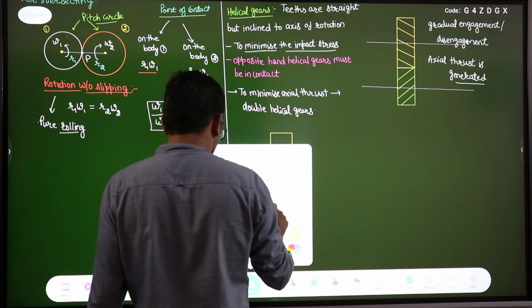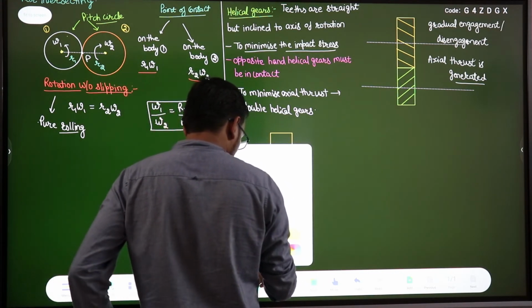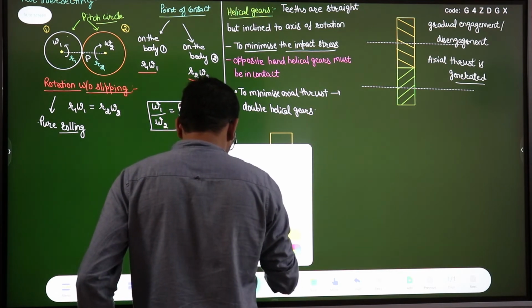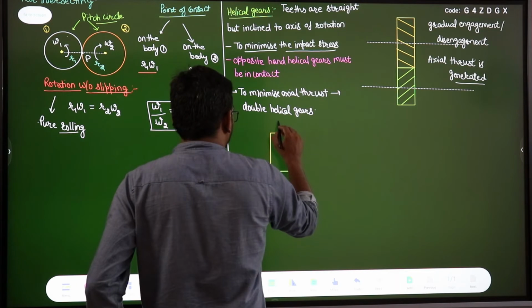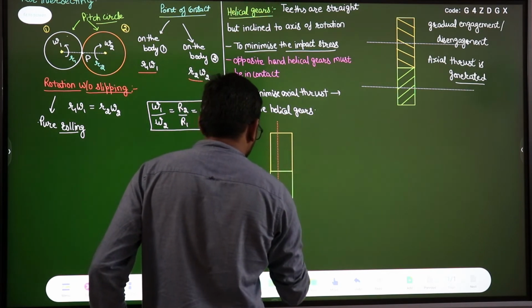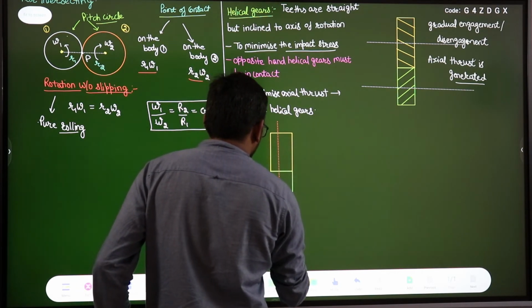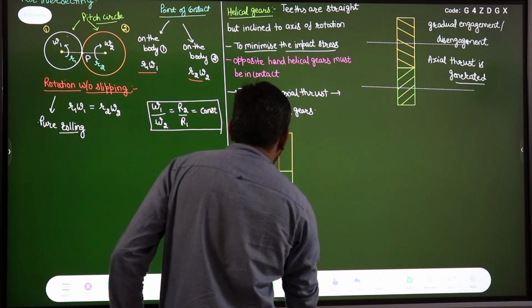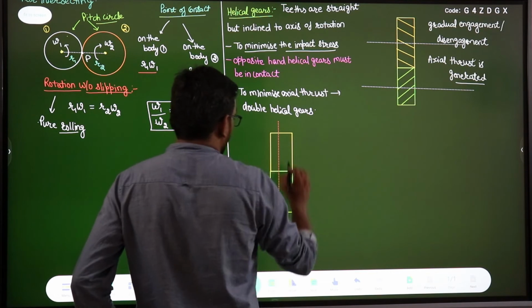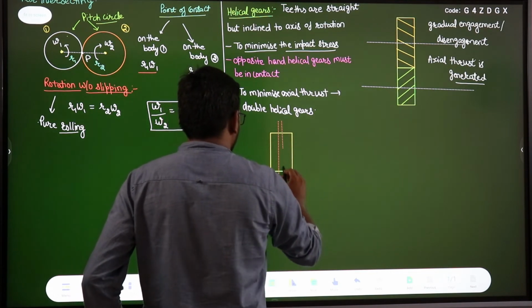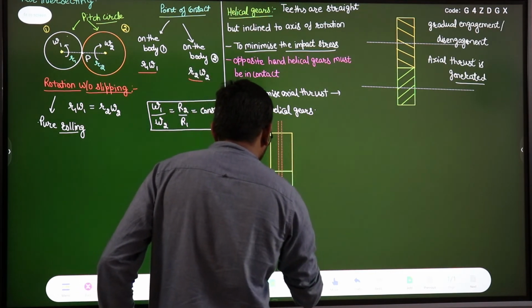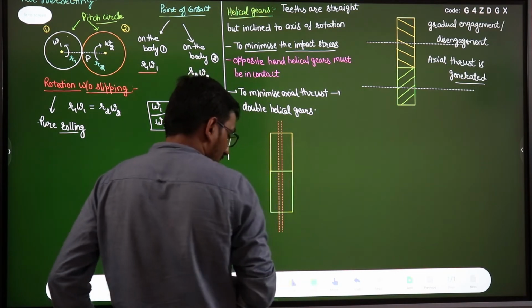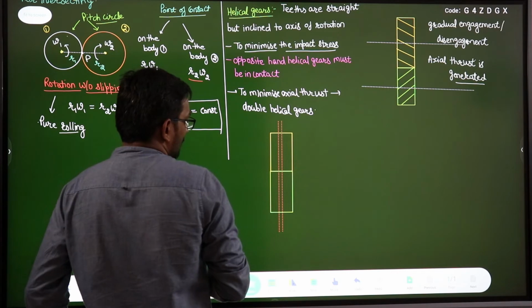Suppose we have one tool run out in between the two, because we need a tool run out. Why? Because you want to manufacture this gear. To manufacture the gears, the tool must be moving. So the tool will be moving in the tool run out. Suppose this is a tool run out.